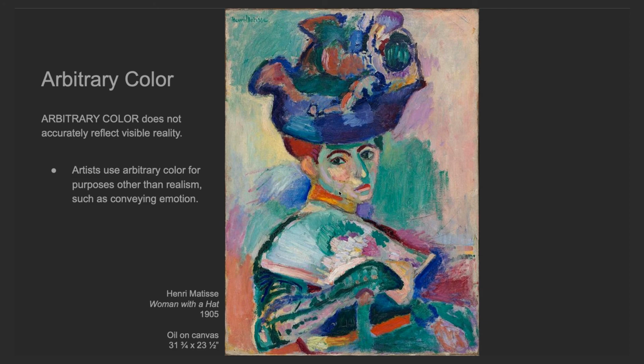Arbitrary color. Arbitrary color does not accurately reflect visible reality. Artists use arbitrary color for purposes other than realism, such as conveying emotion. Color can be used for all kinds of reasons, and they don't have to match the real world. Perhaps the arbitrary color is there to convey emotion, warmth, coolness, but it doesn't have to reflect the real world, such as this painting.